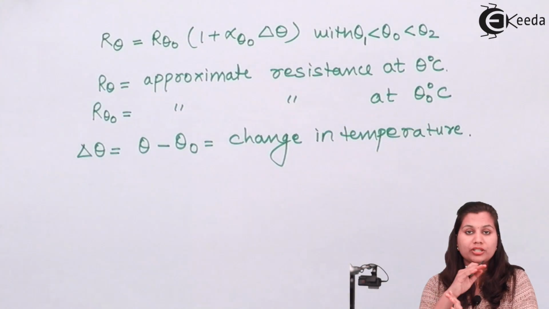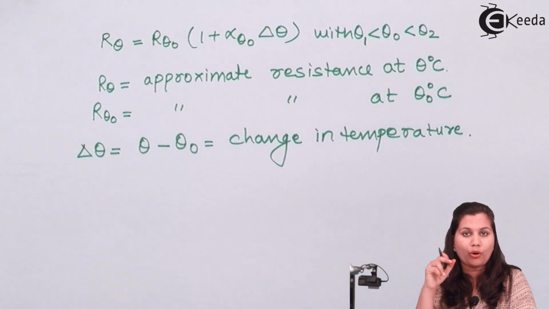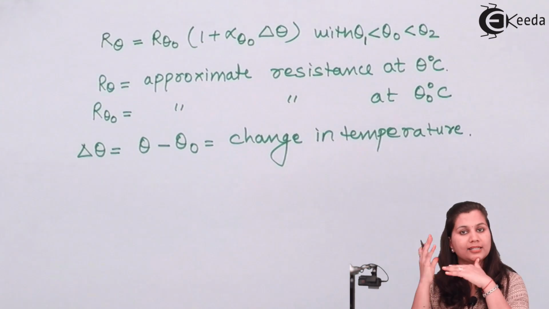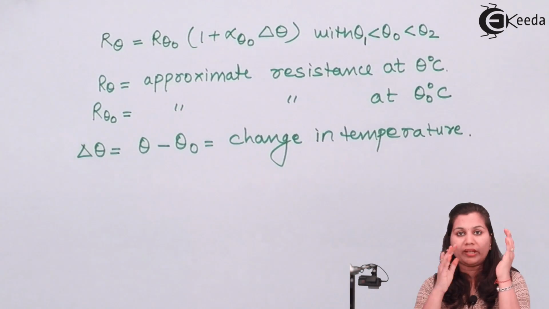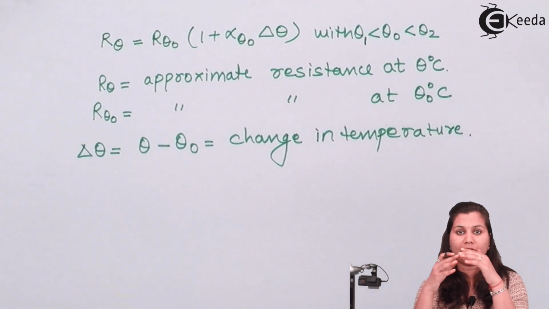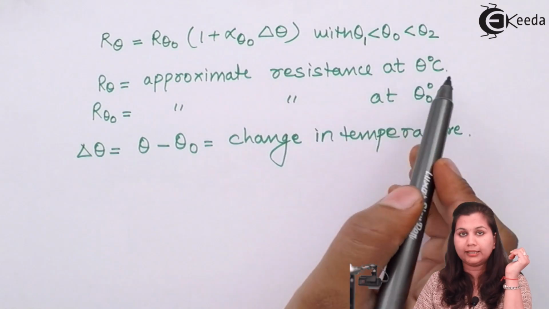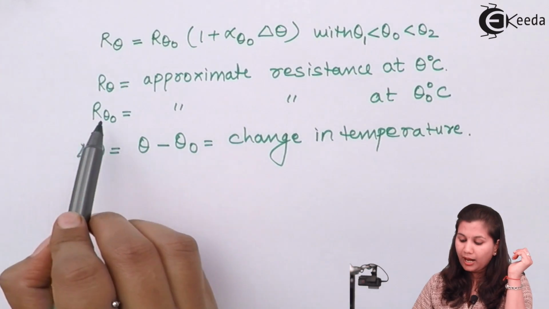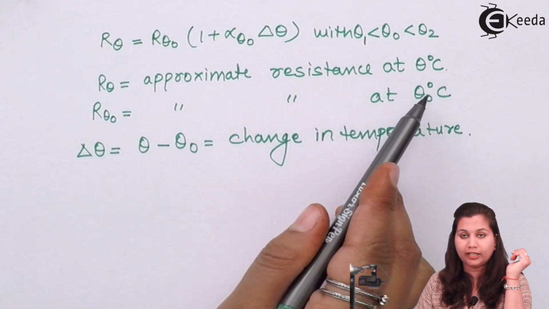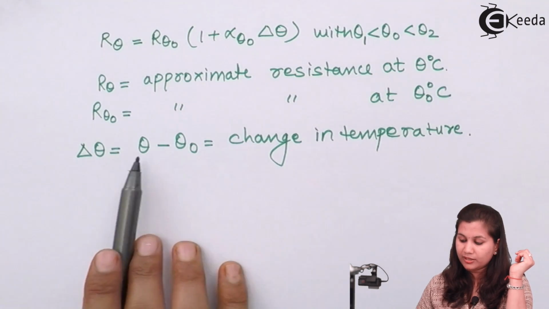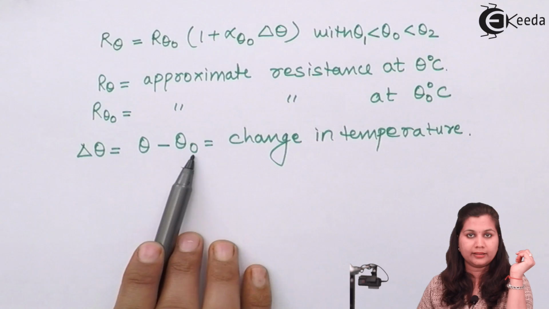Initially in that equation we had r naught, which is the resistance at 0 degrees Celsius. Now here we are considering the material which is earlier at temperature theta 1, and after that the temperature has changed and it is theta 2. We want to know that when the temperature is changed, what will be the effect on the resistance. So here r theta is the approximate resistance at theta degrees Celsius. Then r theta naught is the resistance at theta naught degrees Celsius, and del theta is the change in temperature, that is theta minus theta naught.